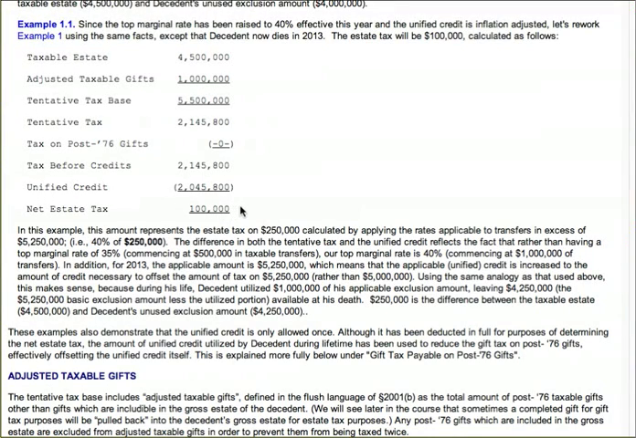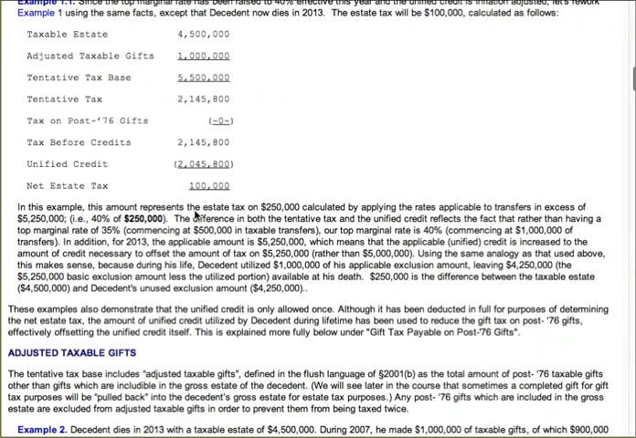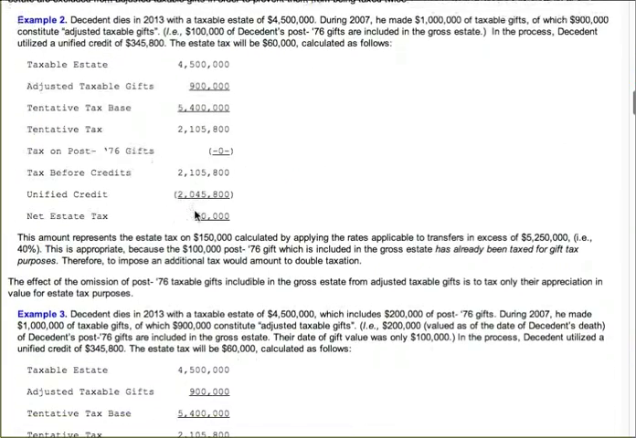Making sense of it again, let's just go through it one more time. If $1 million in gifts are given away, as we see up here, there's basically $4,250,000 left of the $5,250,000 unified credit. Or you can look at it a different way: $4,250,000 of transfers left to utilize against the remaining unified credit. So if you take a $4,500,000 estate and subtract the $4,250,000 credit available to apply to that estate, that gives you $250,000 left that's subject to tax. $250,000 times 40% is $100,000. See, it makes sense. All right, so let's move on to example 2.